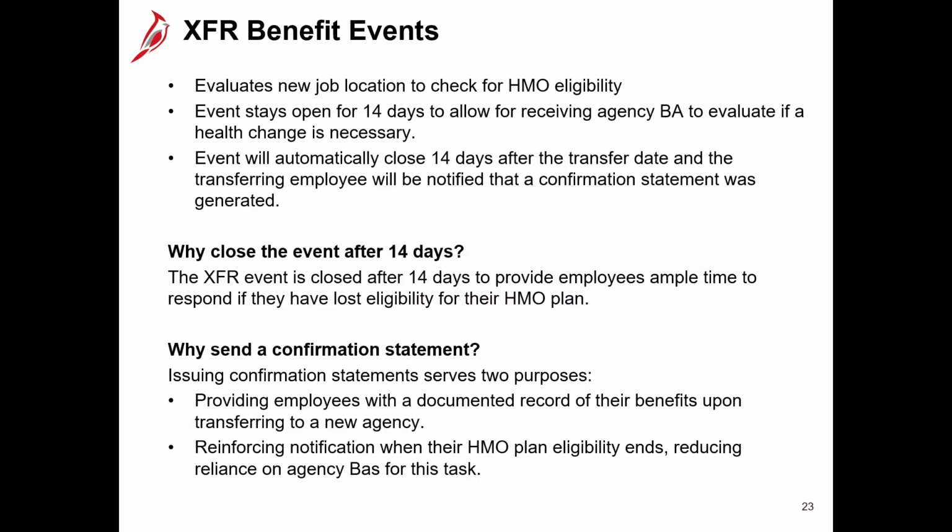responsibilities are. So the XFR event, which is what is created when that new job record is established in your agency, what that's going to do is evaluate your new job location to check for HMO eligibility. So if you have a transferring employee who used to work up in Virginia Beach and has access to Kaiser, and now they have been transferred into a job that is located in Richmond, then chances are pretty good, if the employee is moving and not commuting from Virginia Beach, that they are going to lose access to that HMO plan. So that XFR event is going to evaluate that. That event is going to stay open for 14 days, and that 14 days is to allow for the receiving agency BA to evaluate if a health change is necessary.